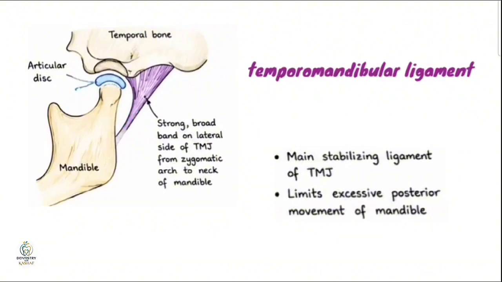What it actually does is mainly stabilize the TMJ, and it limits the excessive posterior movement of the mandible. It prevents your mandible from going very far back, away from the TMJ area, into the retrodiscal tissue and causing damage to that tissue. So, will you remember this? This is your temporal bone and your mandible.